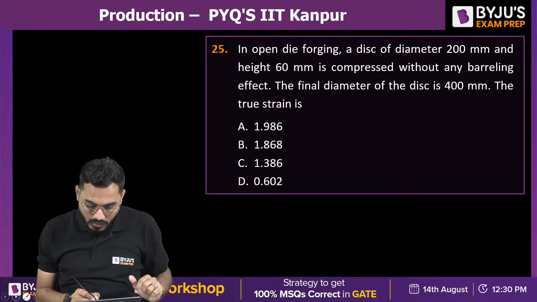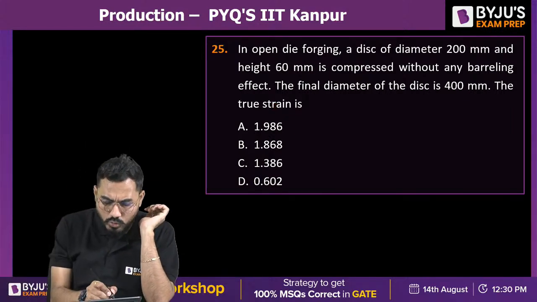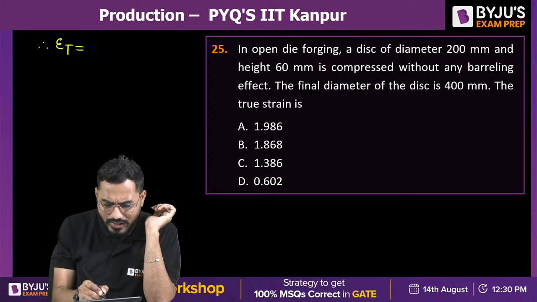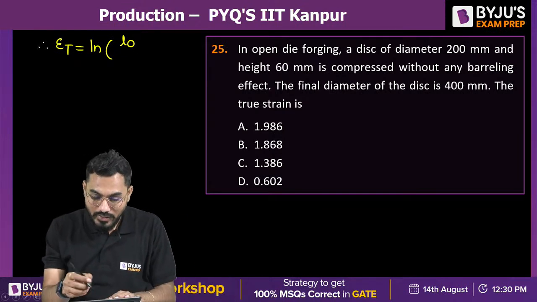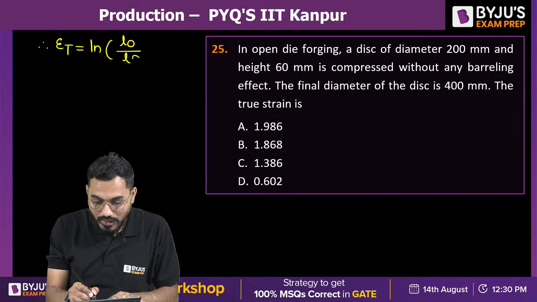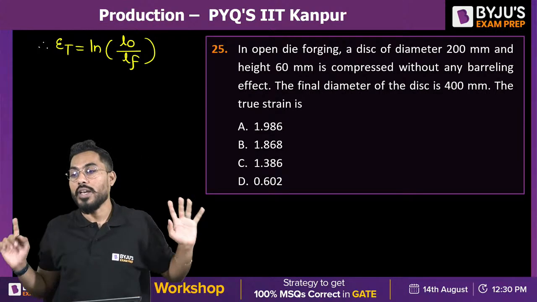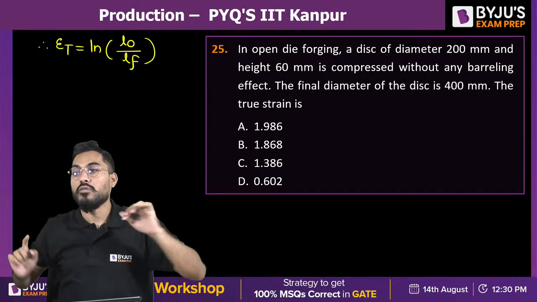Calculate the true strain. First of all, you tell me the definition of true strain. Do you know how to calculate true strain? Oh my God, sir, true strain is exactly equal to ln of L naught divided by LF. L naught divided by LF is the definition of true strain. L naught stands for original length, LF stands for final length.